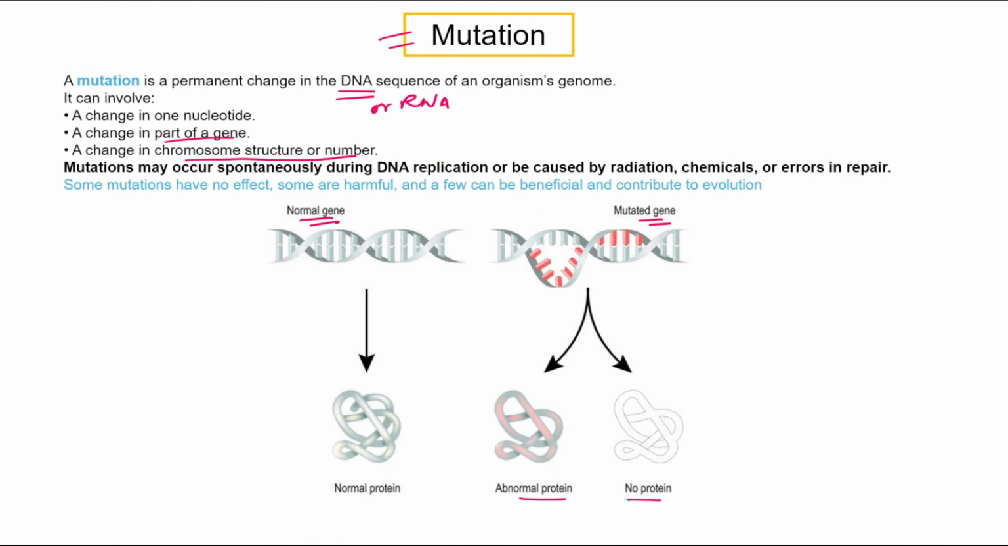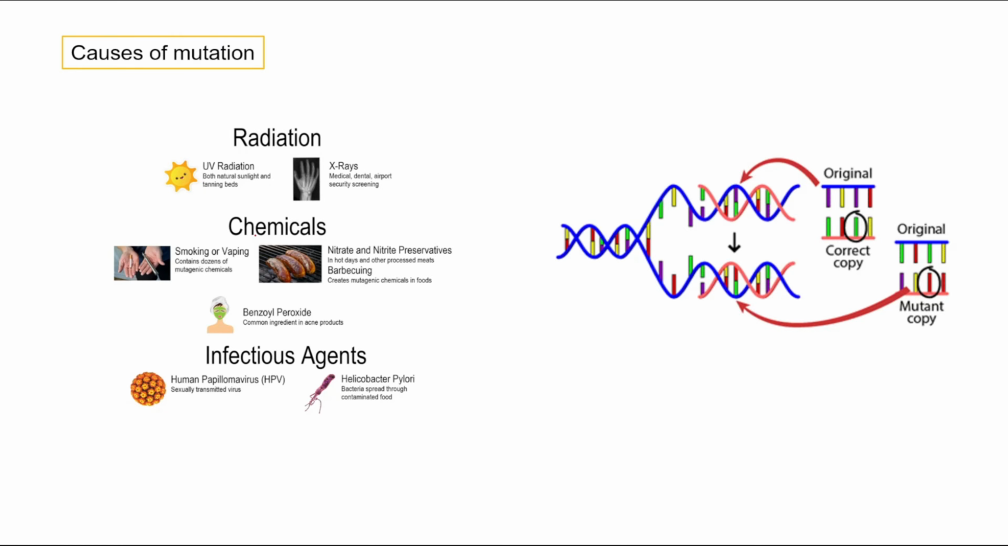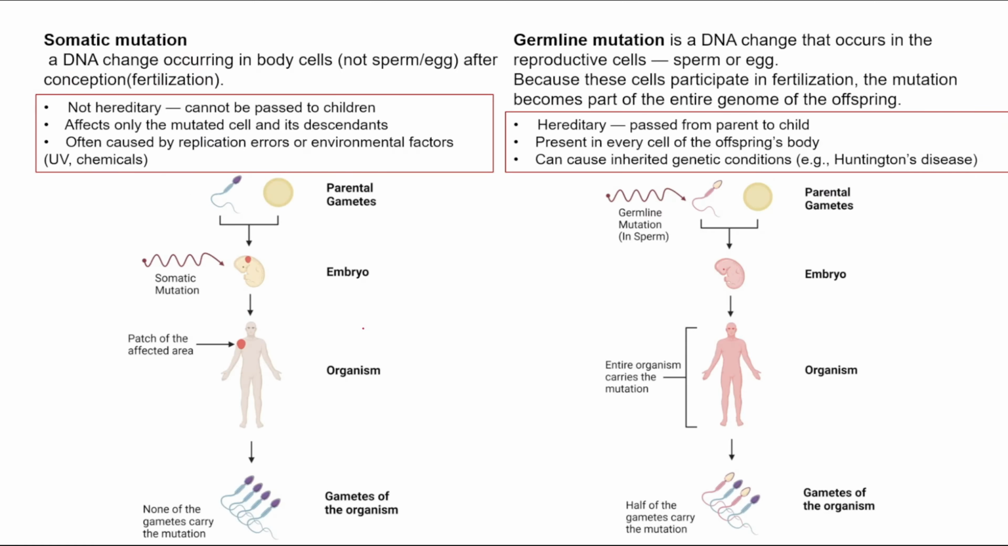Mutation may occur spontaneously during DNA replication, this is the DNA replication, or be induced by external factors such as radiation, chemicals or infectious agents. In a multicellular organism, a mutation may occur in any cell and at any stage during development. So mutation occurs in both somatic and germline cells.